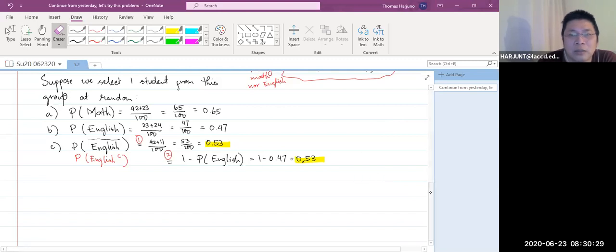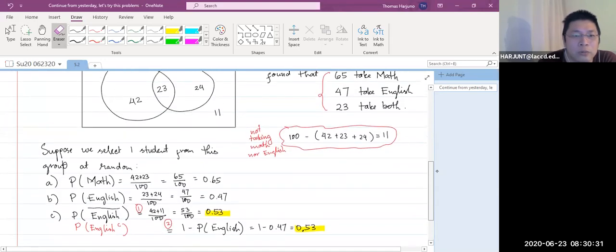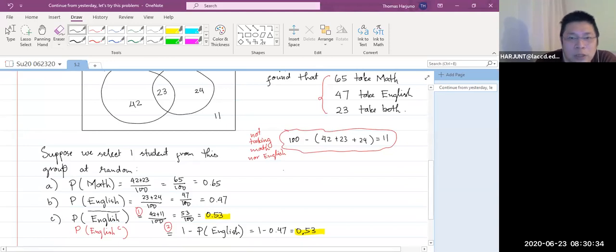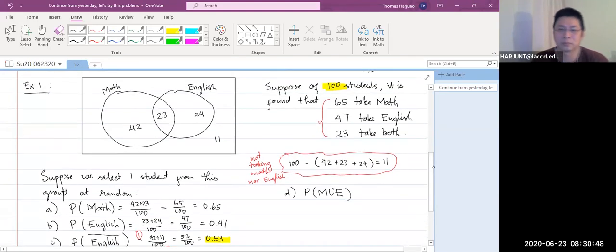Okay. Now let's make it harder. Once it gets harder, it's confusing. I know. Let's see the following question, part D. Find the probability that if you select one person at random, that person is taking math or English. Either that person takes math or English. Now, when we use the word or, it means it satisfies either one of them.